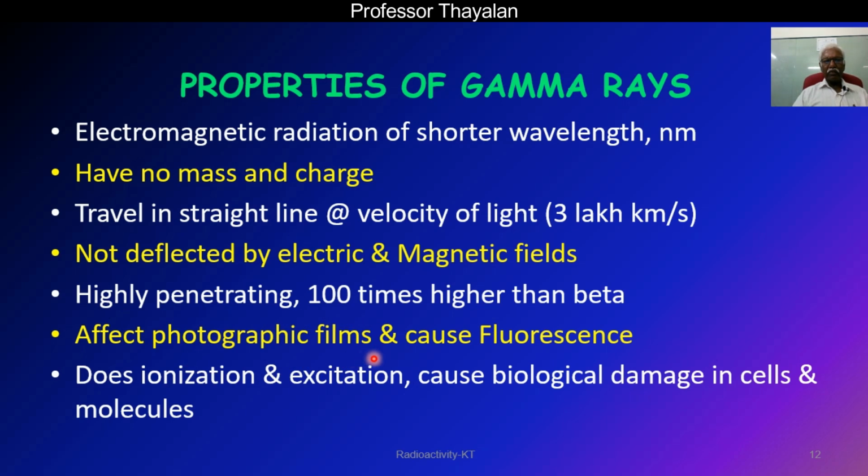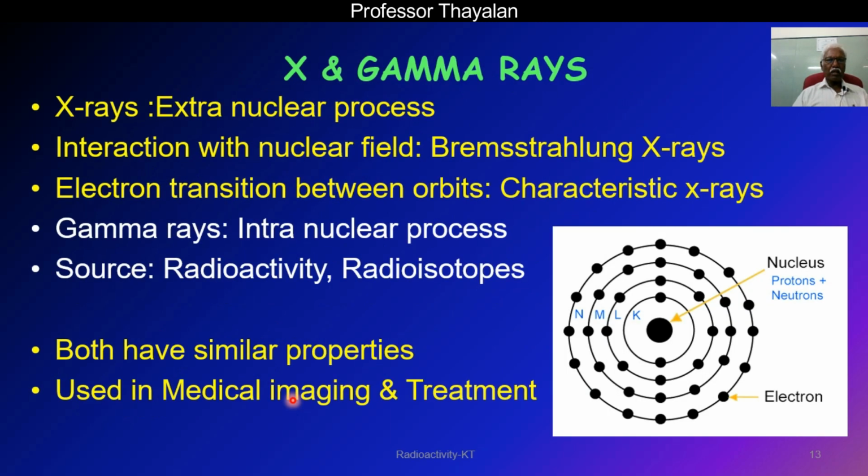They affect photographic films and cause fluorescence in crystals. They do ionization and excitation, which cause biological damage in cells and molecules. That is the reason we are concerned about radiation protection while using gamma rays.